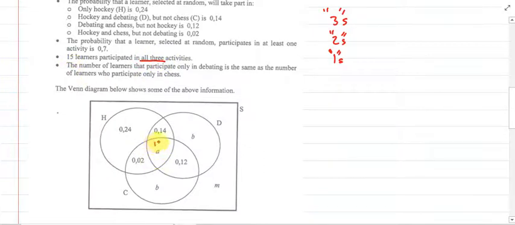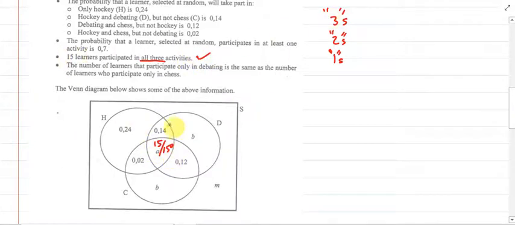So the value of A should be 15 out of 150, because that's what they are telling us, and 150 is the total. If you want to calculate a probability, you put 15 out of 150. You can see it's a probability Venn diagram, so we can't write 15 there. So 15 out of 150, you should get 0.1. So we already have the value of A, guys.